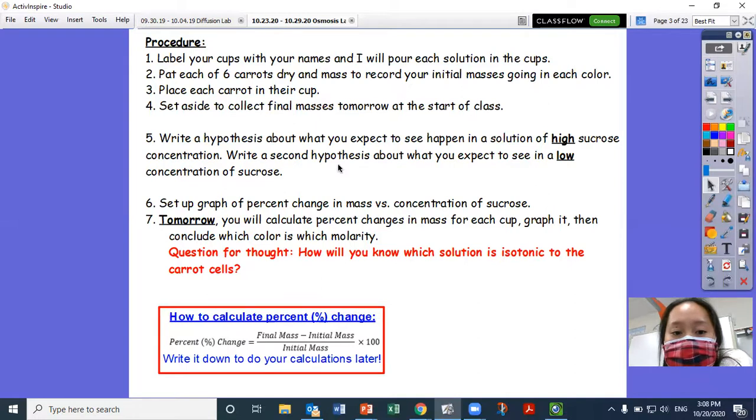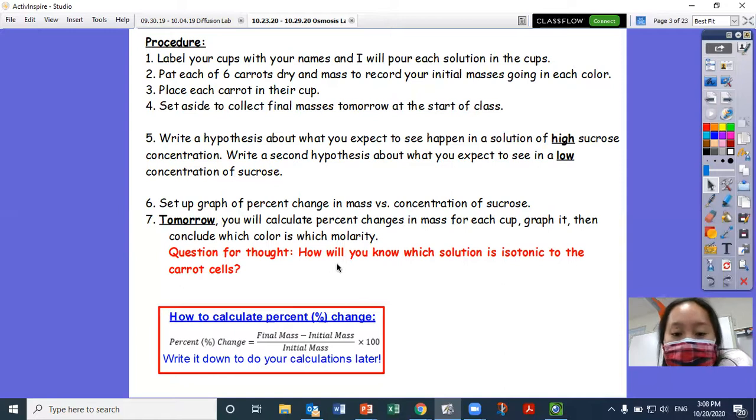You're also going to write a second hypothesis about what you expect to see in a low concentration of sucrose. So we can talk about that 0.2 or that 0% sucrose, 0 molar sucrose, right? Will the water go into the carrot cells, or will the water leave the carrot cells? That's a hypothesis that you're going to write. After we collect the data, you will be graphing percent change in mass versus concentration of sucrose. I'll show you the graph setup on one of the following pages. And then after you calculate percent changes, you'll be graphing it. And then we're going to be writing a conclusion.